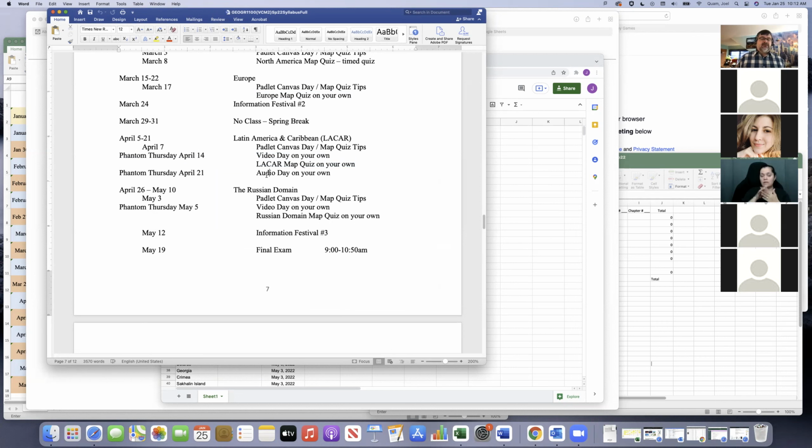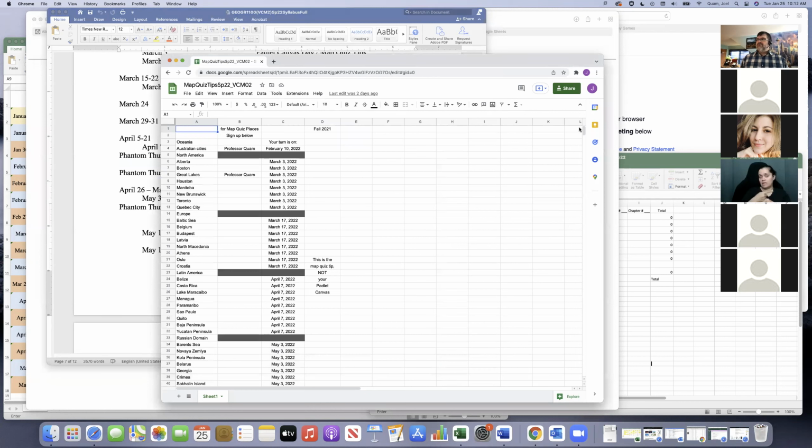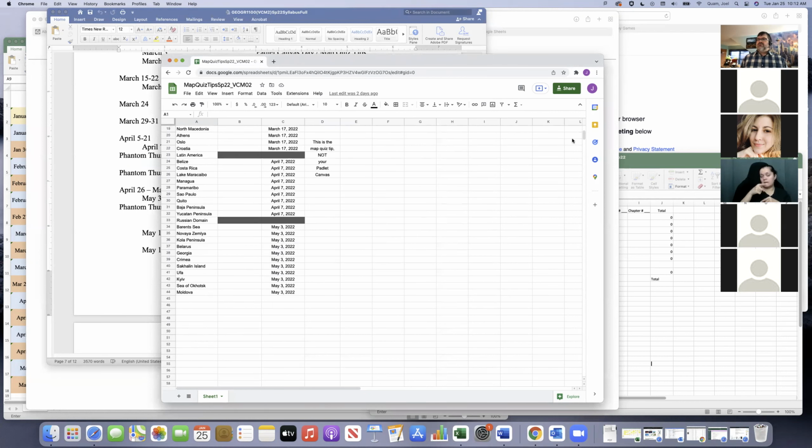After LA CAR comes the Russian domain, April 26th to May 10th. May 3rd, Padlet Canvas Day and Map Quiz Tips. So if for your map quiz tip you choose the Barents Sea, Novaya Zemlya, Kola Peninsula, Belarus, Georgia, Crimea, Sakhalin Island, Ufa, Kyiv, Syktyvkar, Moldova, if you choose one of those for your map quiz tip, that happens on May 3rd.